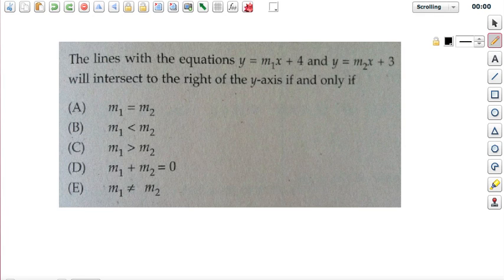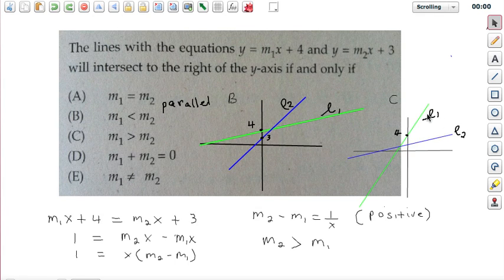Okay, here's the next question. This question is more about thinking it through conceptually. So let's go ahead and read the question. The lines with the equations y equals m1x plus 4 and y equals m2x plus 3 will intersect to the right of the y-axis if and only if.